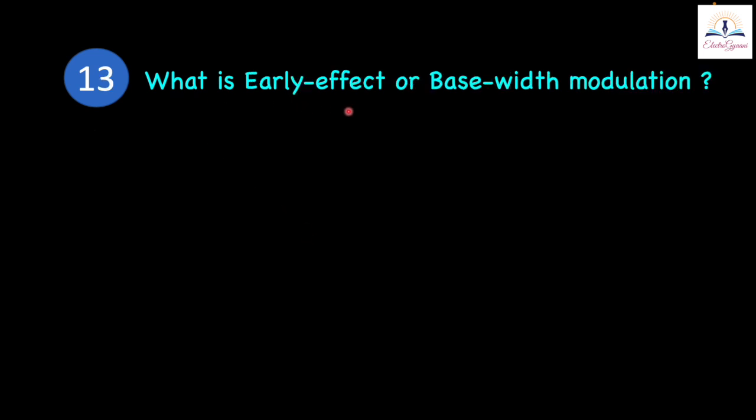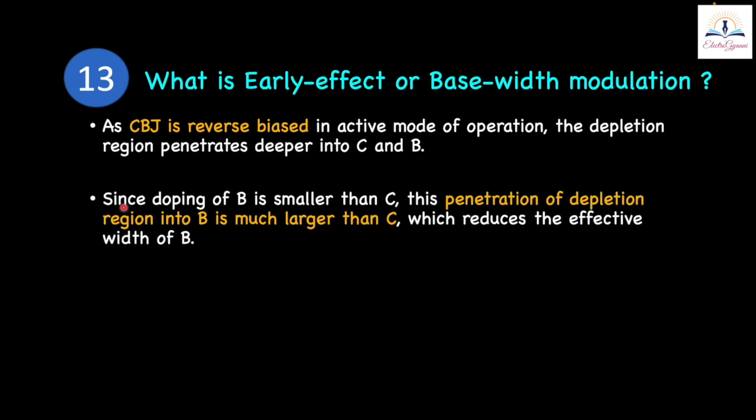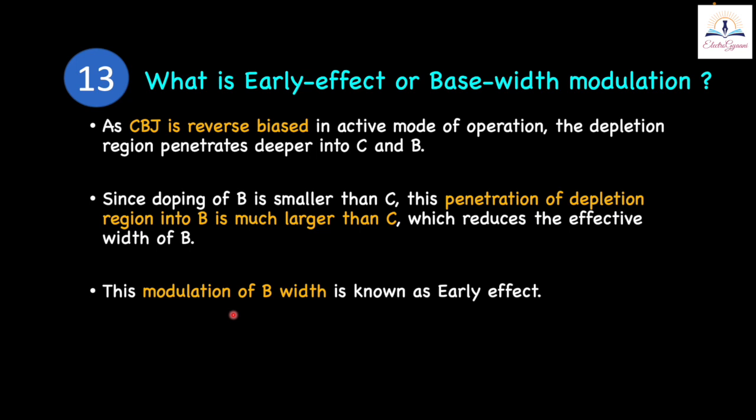Next is, what is early effect or base width modulation? As the collector-base junction is reverse biased in active mode of operation, we all know this, the depletion region penetrates deeper into collector and base. Now, since doping of base is smaller than collector, this penetration of depletion region into base is much larger than into collector, which reduces the effective width of base. This modulation of base width is known as early effect.